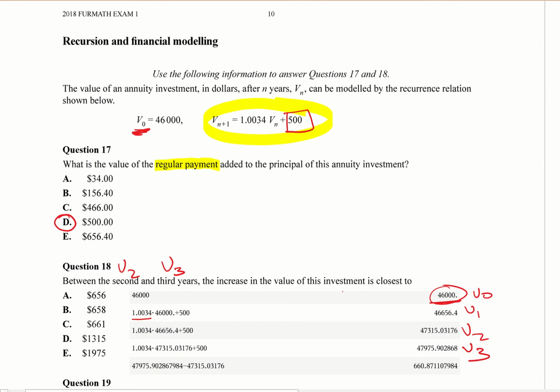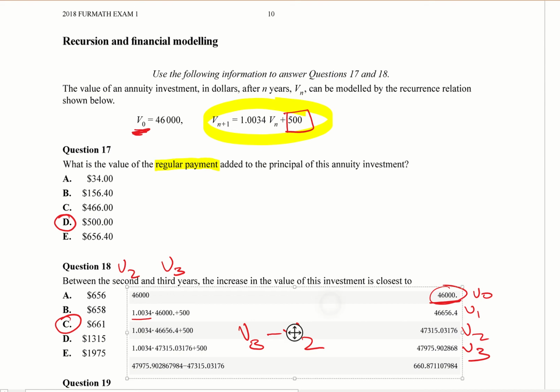All right, so what's the increase in value when I go from V2 to V3? How do I get that? That's the difference between those two numbers. So it's going to be V3 minus V2. And when I do that, I'll get an answer of 661. So my answer in this case is C.